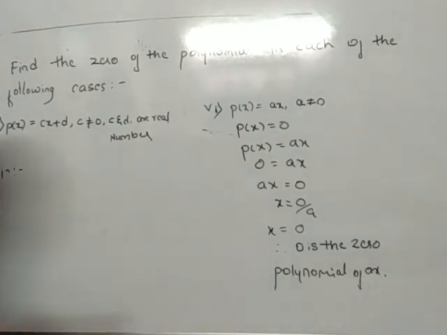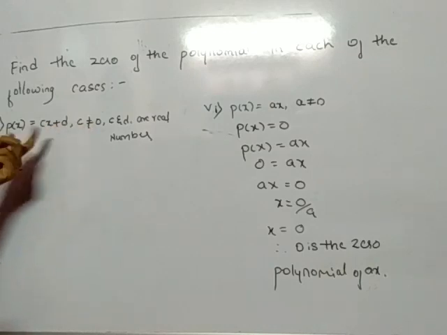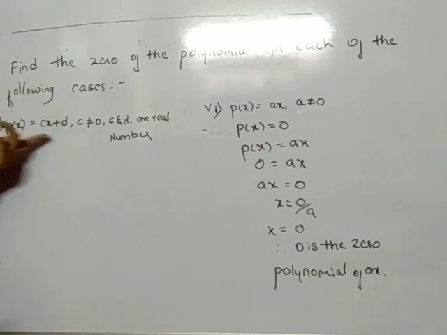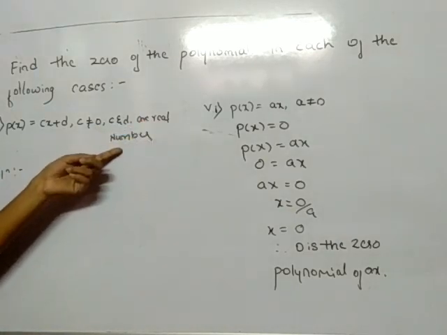Last problem, that is the 7th one. P of x equals cx plus d, where c must not equal 0, right? If c becomes 0, the whole polynomial becomes a constant polynomial, right? Constant polynomial means only constants will be present, like 2, 3, right? These constant values will be present. Then c and d are the real numbers they have given.